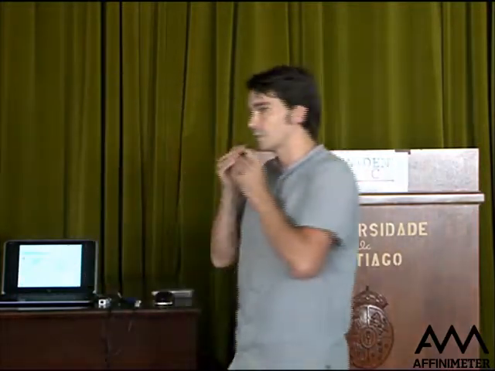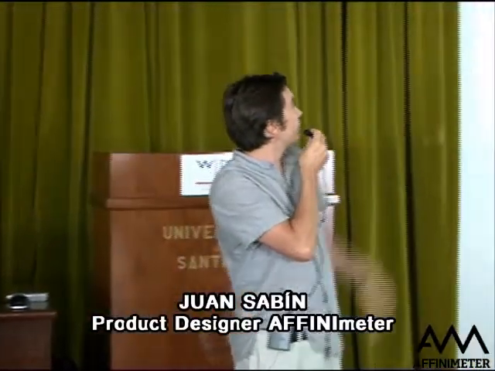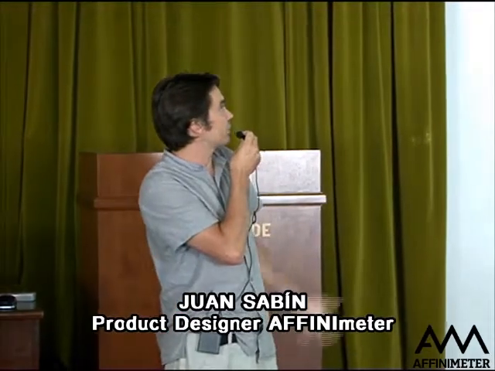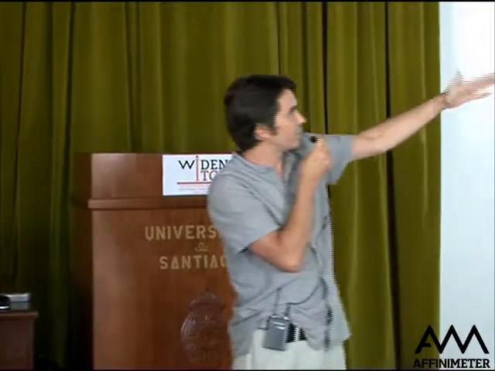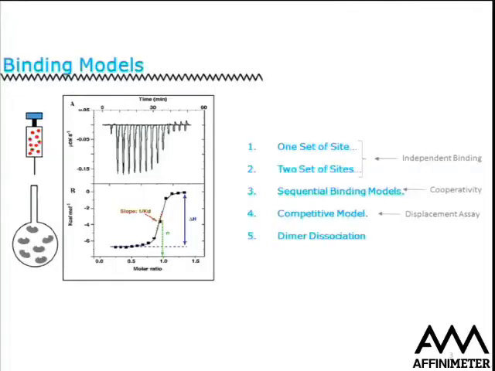This is the list of the binding models which are available right now in standard software. Using the notation, there are two different approaches: independent binding and sequential binding, as Angela has already explained. With independent binding, you can analyze data for one set of independent sites or with two sets. There is a limitation in the number of sets. For instance, it's not possible to analyze polymers with 4 different sets of independent sites.